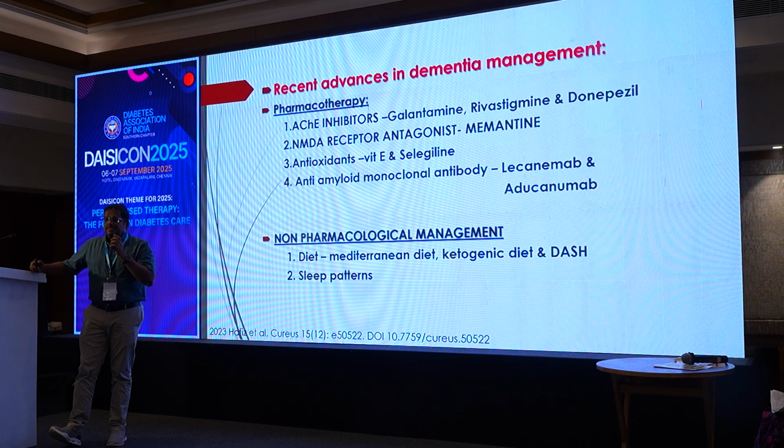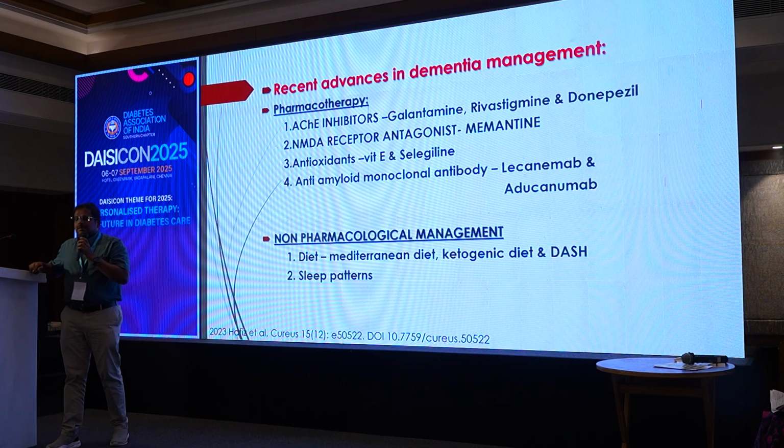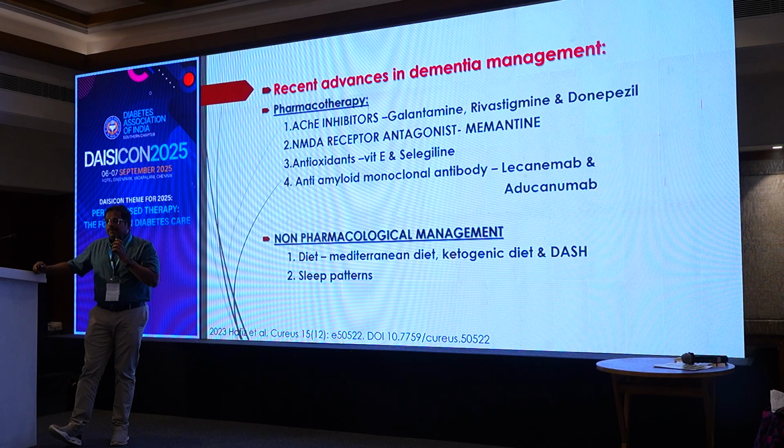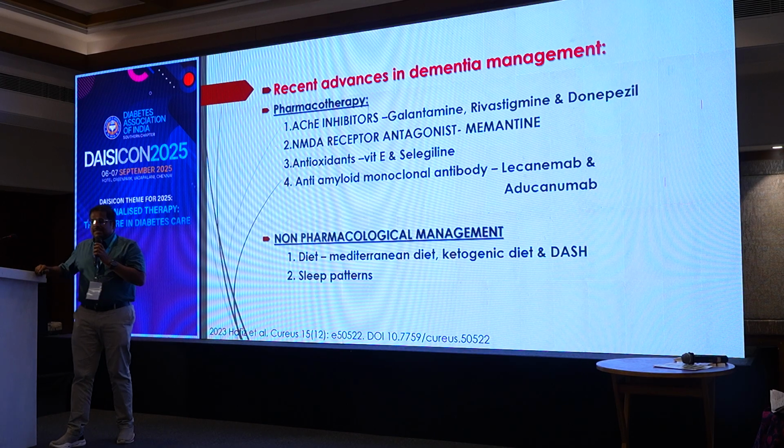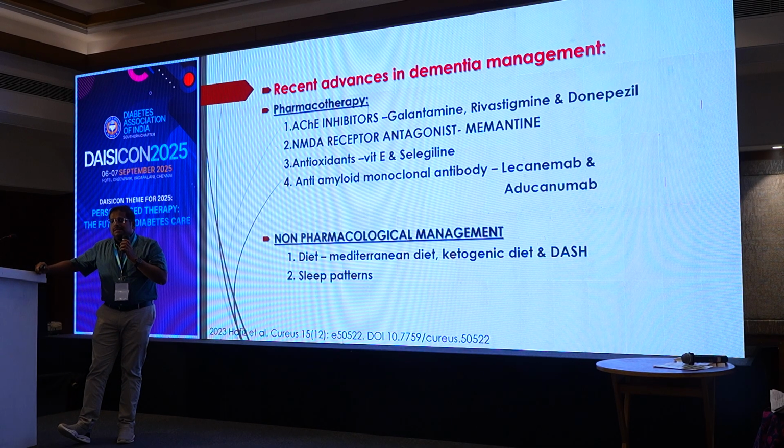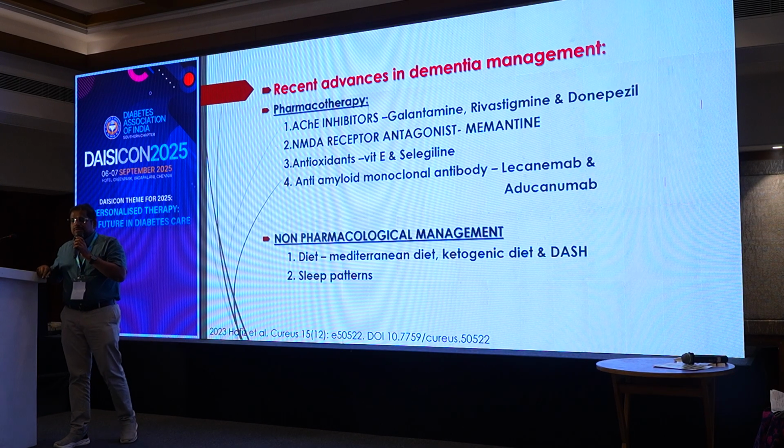So coming to the recent two more slides. Recent advances in dementia management: in pharmacotherapy, the anti-amyloid monoclonal antibodies like lecanemab and aducanumab have shown a significant impact in reducing the progression of dementia. In non-pharmacological management, the Mediterranean diet and ketogenic diet, with small trials, have shown some positive response in reducing dementia progression and bring some hope in dementia management.